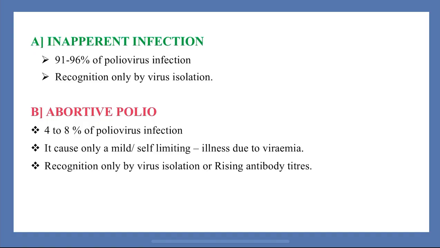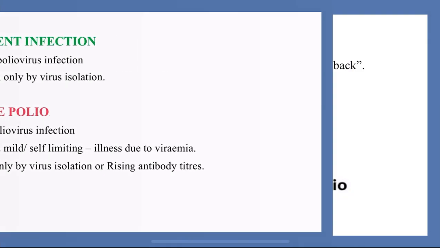So the virus just enters into the bloodstream. It has not crossed the blood brain barrier. It is not affecting the central nervous system, not affecting the anterior horn, and not affecting the motor neuron. So there is no paralysis. It is just causing the viremia. And the recognition is by virus isolation or raised antibody titre. It cannot be diagnosed clinically.